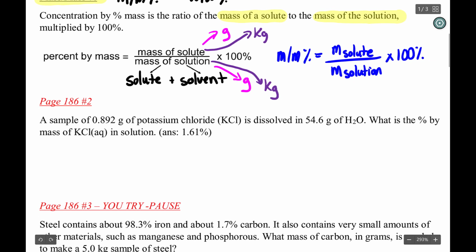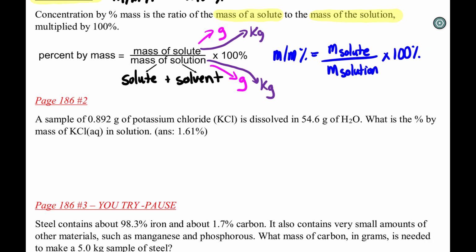Let's start off with an easy question. It says a sample of 0.892 grams of potassium chloride is dissolved in 54.6 grams of water. Now I'm going to add a little something here. We assume that 1 milliliter of water is equal to 1 gram of water. So this is likely not only to be 54.6 grams of water, but actually 54.6 milliliters of water. This is temperature dependent. This would be at standard conditions, but we just basically assume this almost all the time. So then the question finishes off with, what is the percent by mass of KCl (aq) in this solution?